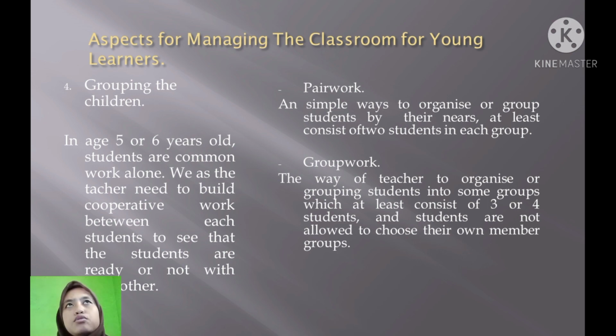So there are two types of grouping the children. The first is pair work. Pair work is a simple way to organize or group the students by their needs, consisting of at least two students in each group. And the second is group work. Group work is the way teachers organize students into several groups, each consisting of at least 3 or 4 students, and students are not allowed to choose their own group members.